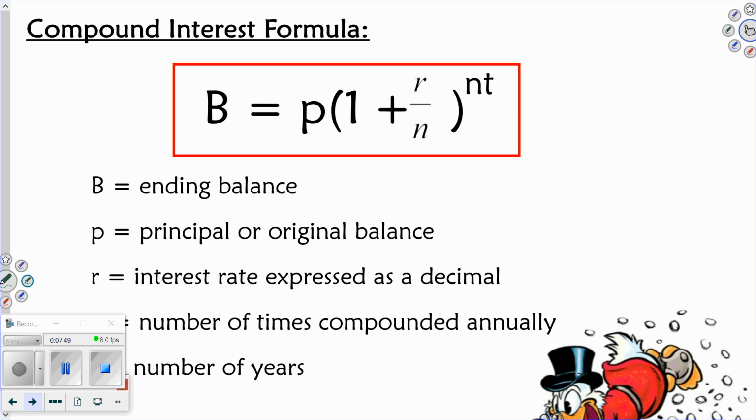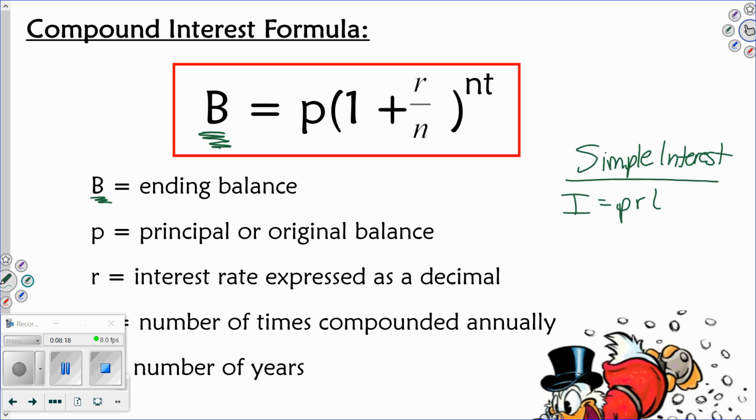Okay, so here's your first formula for today. Isn't that beautiful? That's nothing compared to some we're going to see later on next week. This is your compound interest formula. A couple things you need to make note of. This equals B, which is your ending balance. Simple interest, let's compare this as we go. So your simple interest formula, do you remember what that one was?